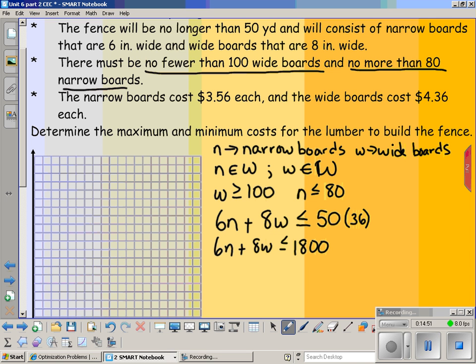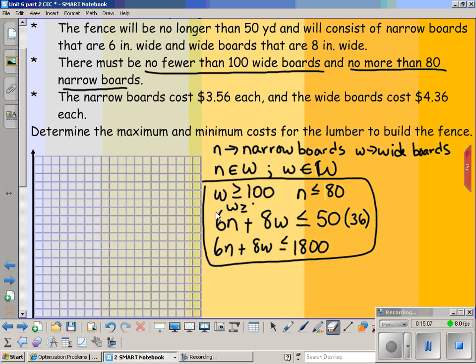So now we have all of our constraints. These are the inequalities that we are going to have to graph. The other thing is, because they were whole numbers, we should have thrown in here that they need to be greater than or equal to 0 as well. That just keeps us in that first quadrant.